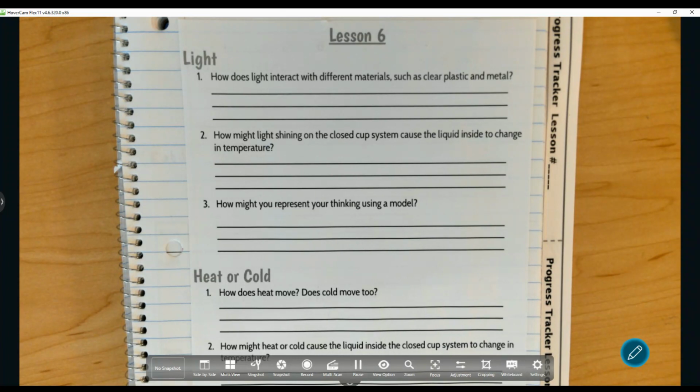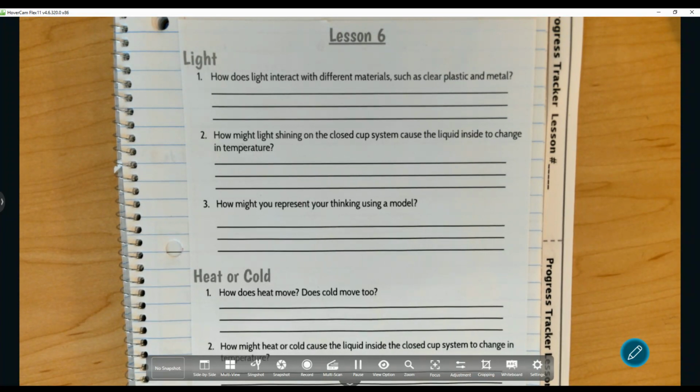Number 3, how could you represent your thinking using a model? So think about particles. We're now drawing models at the particle level. So think about how light might affect particles of water. So if light hits particles of water, how is it affecting those particles of water?